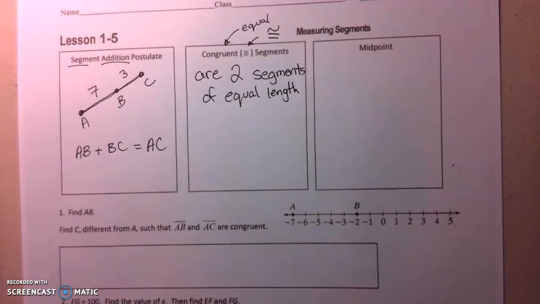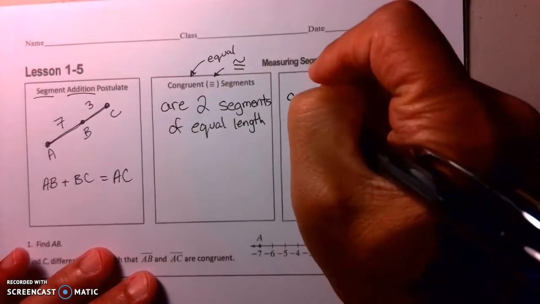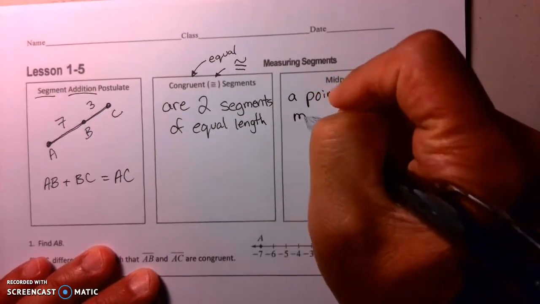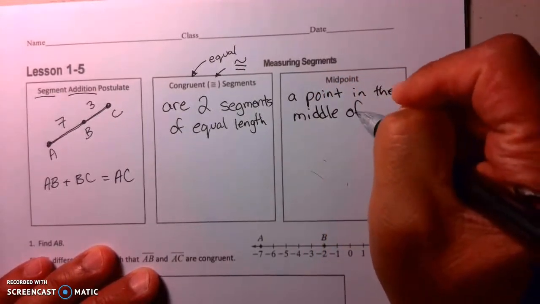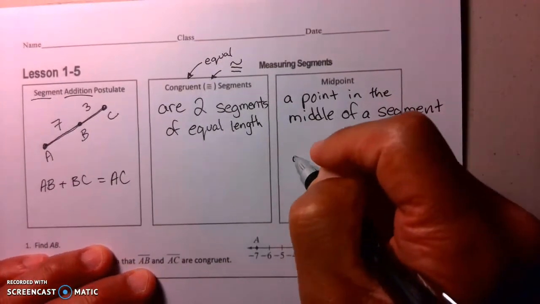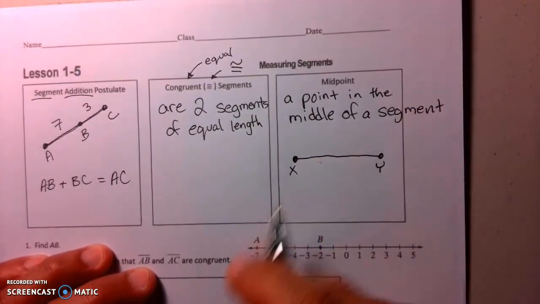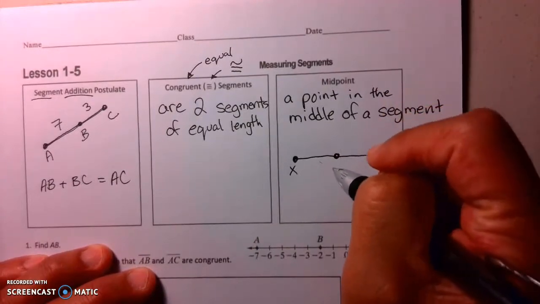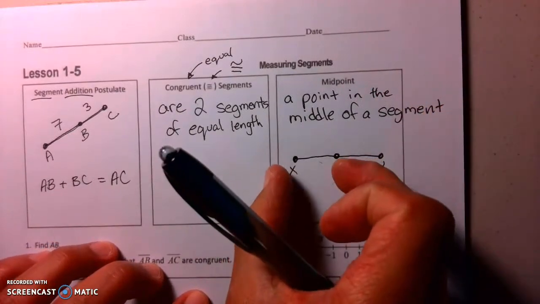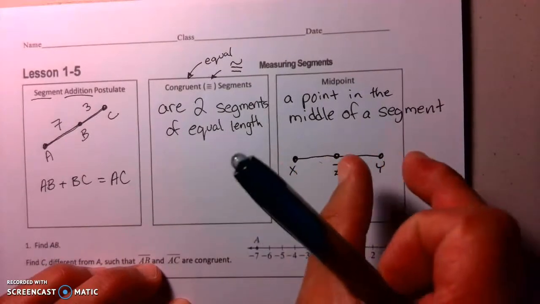Midpoint. We know what a point is. We should know what middle means. A midpoint is a point in the middle of a segment. So I'll just quickly draw a picture here. X, Y. If I say this point here is the midpoint, then that obviously means the side on the left and the side on the right are equal. If this entire thing was 10 inches, now it's 5 inches and 5 inches.